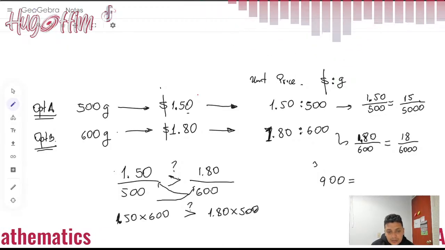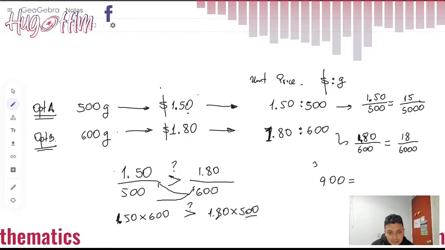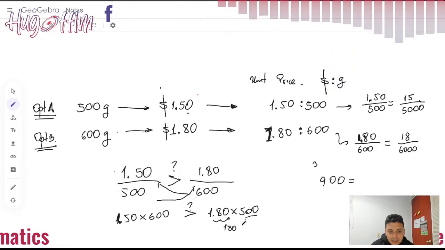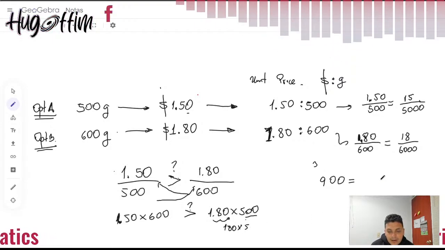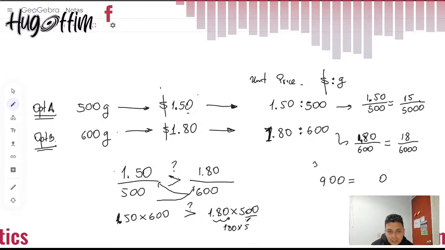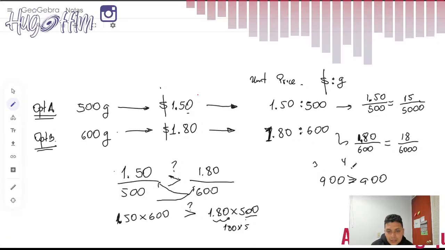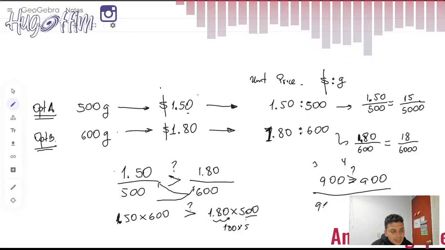And here, look, I can multiply by this 100 first. So move the decimal point twice to the right. It's going to be 180 times 5. 5 times 0 is 0, 5 times 8 is 40, and 4, and 900. And look at that, it's going to be the same ratio.